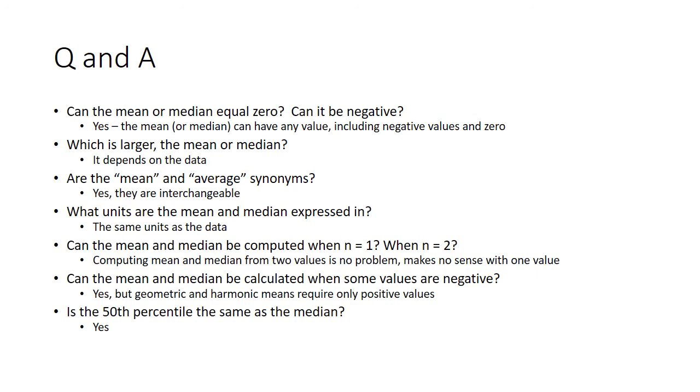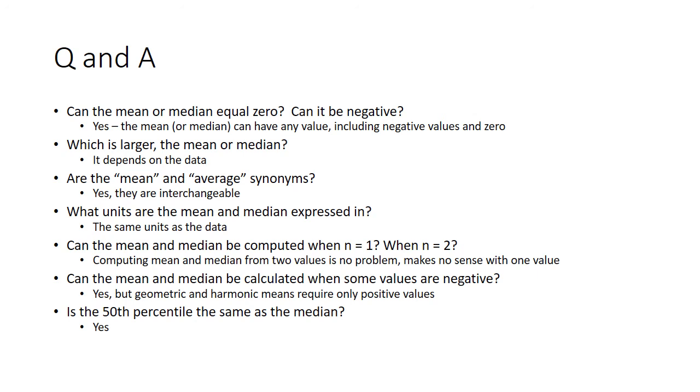Okay. Can the mean and the median be computed when n equals 1? There's no point in looking at the data if you only have an n of 1, because you just have that one point of data. You need at least 2 for it to make any kind of sense. But certainly with 2 values, you're able to compute means and medians at that point. You just average the 2 values together.